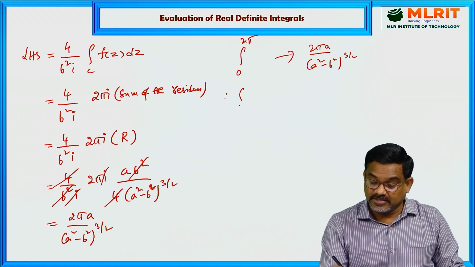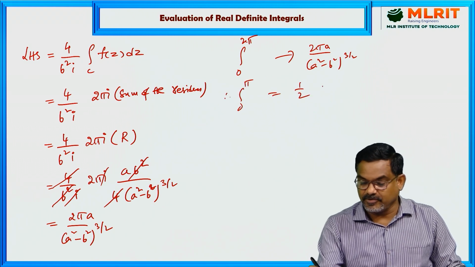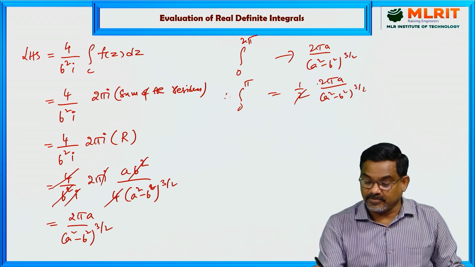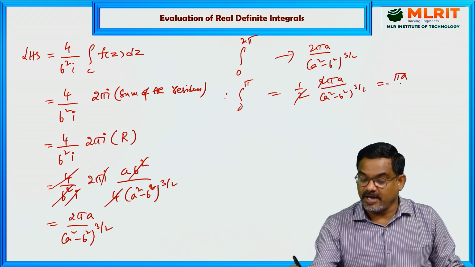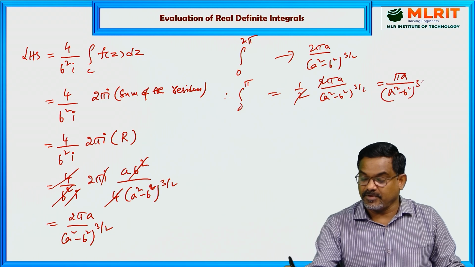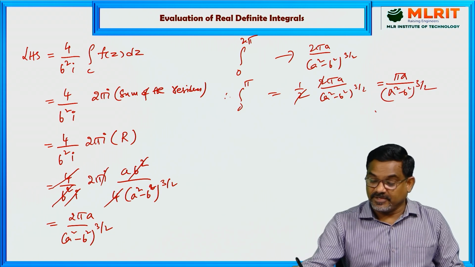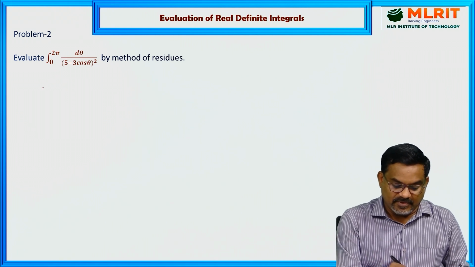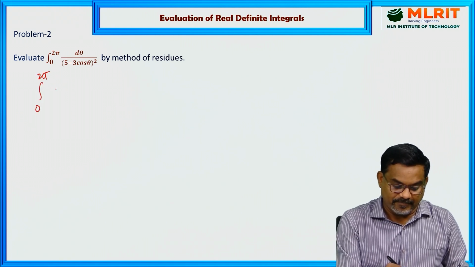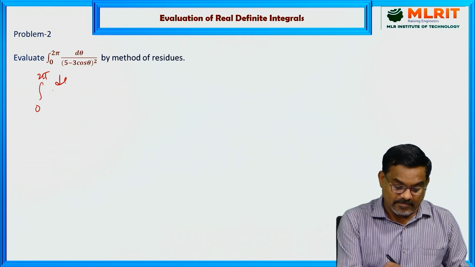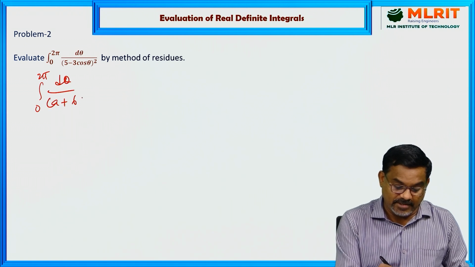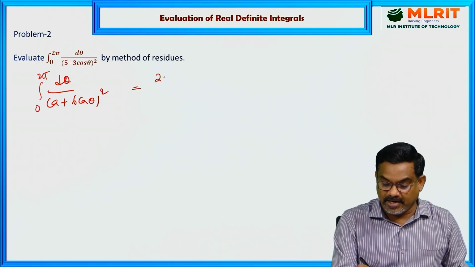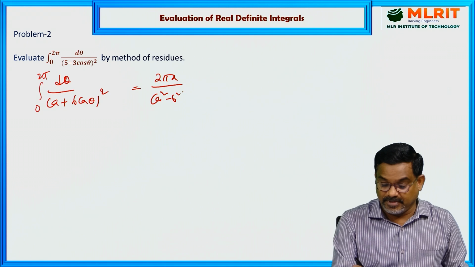So for 0 to pi, this becomes 1 by 2 into 2 pi a by (a square minus b square) power 3 by 2. These two get cancelled. So pi a by (a square minus b square) power 3 by 2, which is RHS. And so we can use the same integral 0 to 2 pi d theta by (a plus b cos theta) whole square is equal to 2 pi a by (a square minus b square) power 3 by 2.